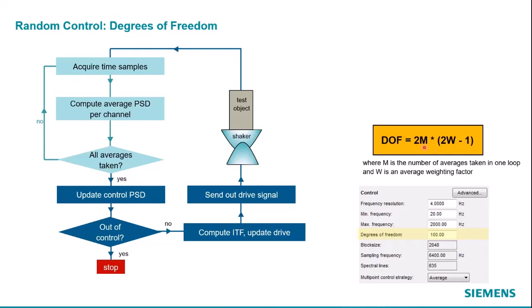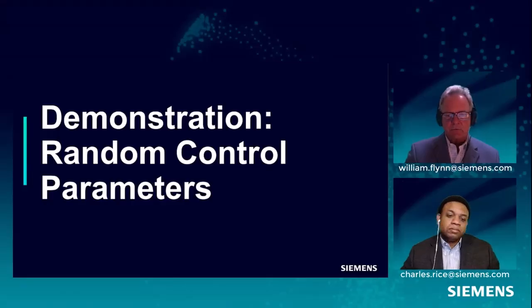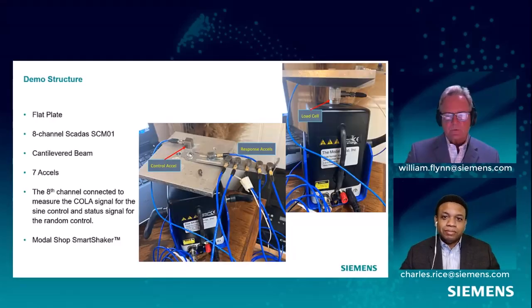That's a lot of times part of a test specification, and people will dictate the number of degrees of freedom, and you can input that directly, and it'll maintain the number of averages per loop in the stable averaging and modify or adjust the weighting factor based on your degrees of freedom. So there's 3 parameters that go into the definition here. So now we'll just go into a demonstration of the random control and the influence of those random control parameters.